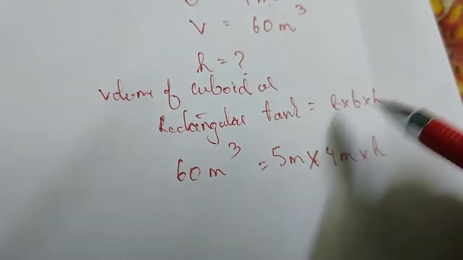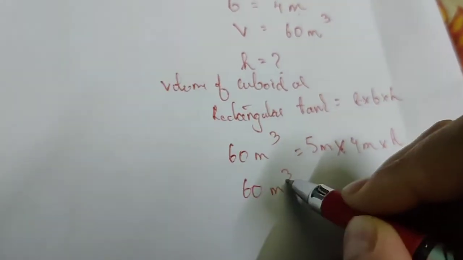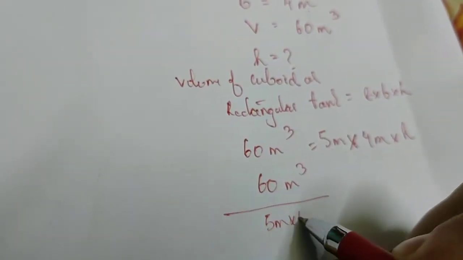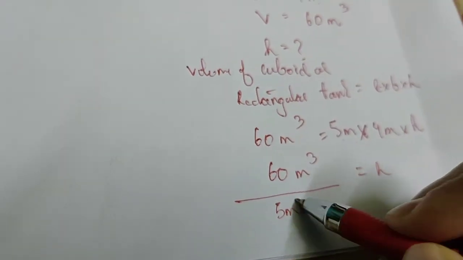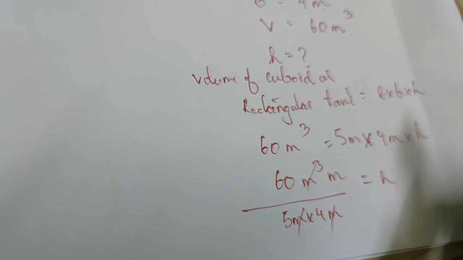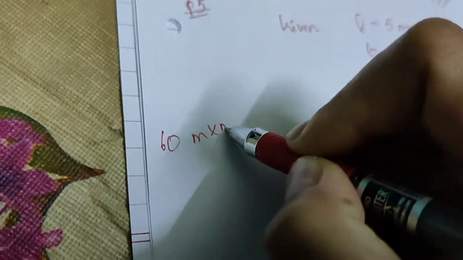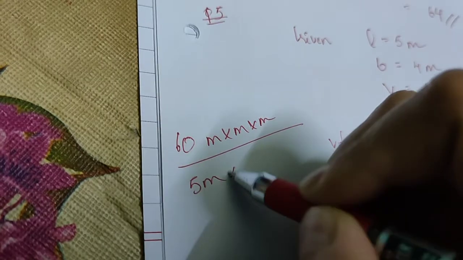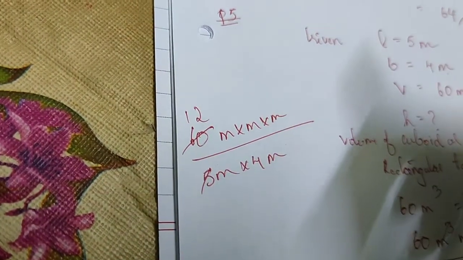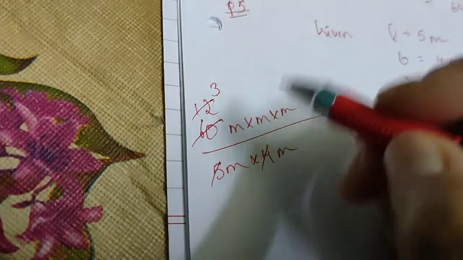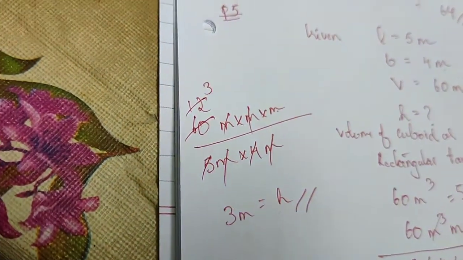So this is into, when you transfer to the other side, it will become division. So 60 meter cube divided by 5 meter into 4 meter equal to h. Meter cube, so this meter will cancel and only 1 meter will be remaining. That means it is 60 meter into meter into meter divided by 5 meter into 4 meter. So 5 ones are 5, 5 twos are 10, 5 twelves are 60, 4 ones are 4, 4 threes are 12. Meter cancel, only 3 meter will be remaining. So this is my height.